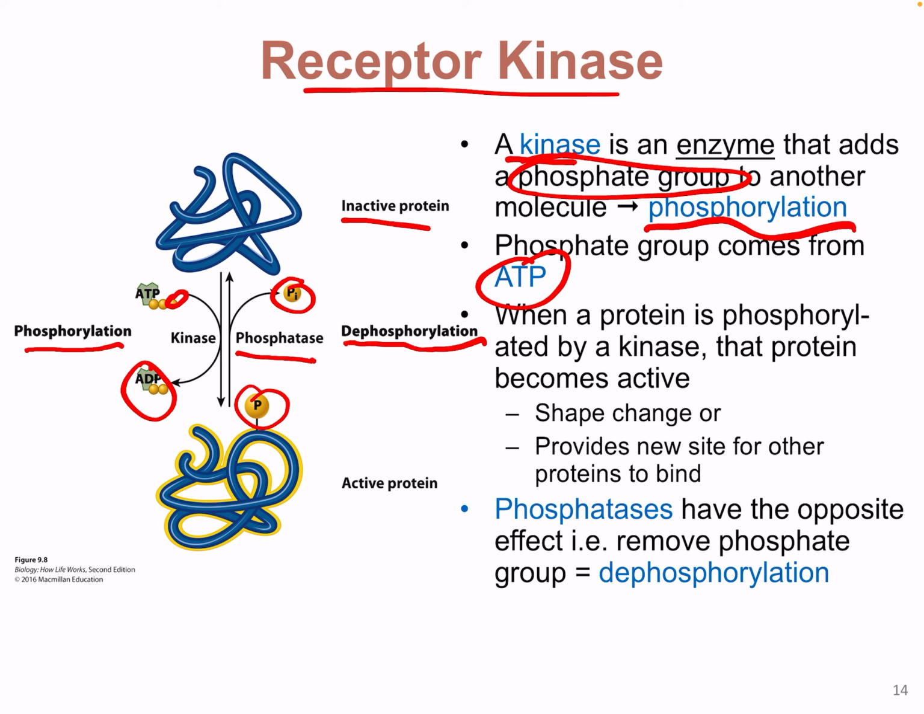So when a protein is phosphorylated by a kinase, that protein becomes active. This usually results in a shape change or provides a new site for another protein to bind. So it causes a little shape change, and then another protein can now fit in. We also have phosphatases, which have the opposite effect and remove the phosphate, causing dephosphorylation. These are important reactions that we saw in glycolysis as well.